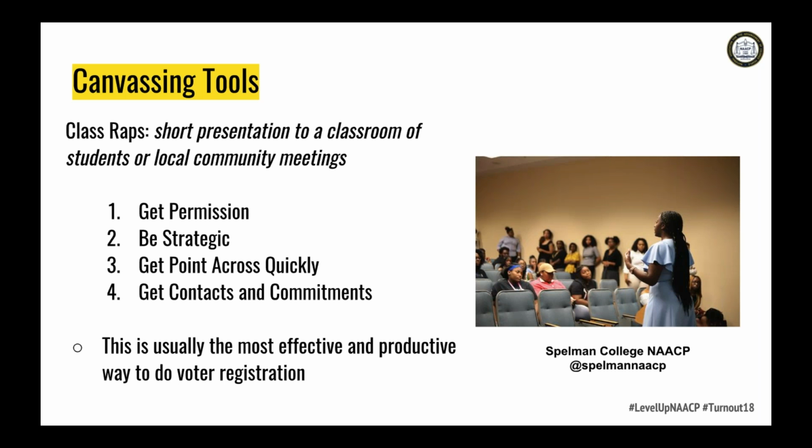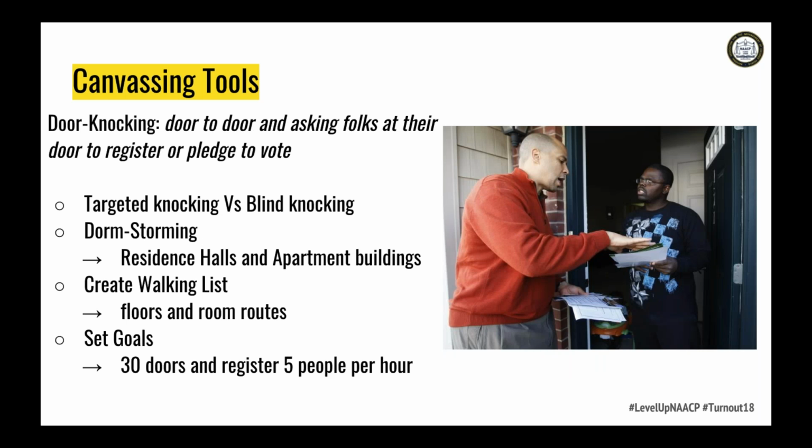Last but not least, you want to get contact and commitment. So have a notebook, have a pencil and a pen, have some kind of sign-in sheet where you're getting people's contact information and getting commitments, right? So you could pass out voter pledge cards. You can just do a sign-in sheet so that afterwards you can make sure that you're staying in contact with those people to let them know about what's coming up later, right? And again, I said this is definitely one of the most effective and productive ways to do voter registration.